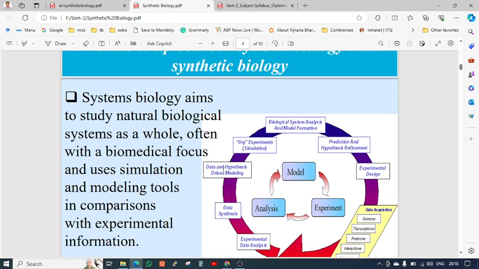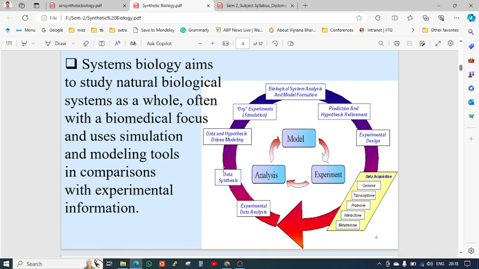Because all we know, the systems biology, that means the DNA, RNA, and the number of chromosomes, all the things that we cannot modify for a particular species. So systems biology is the study of natural biological systems as wholes, often with a biomedical focus, and it utilizes simulation and modeling tools in comparison with experimental information. This is called systems biology.